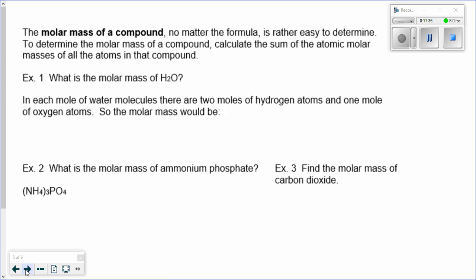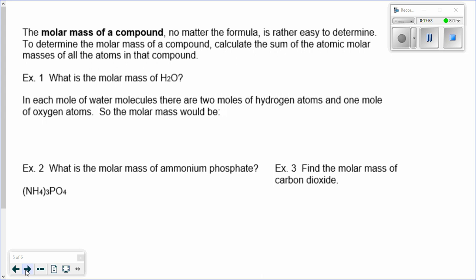So on to the next one here, it says determine the molar mass of a compound. No matter the formula, it's rather easy to determine. That sounds a little mean to write. It's not necessarily that easy. This is a complex idea and it's really hard to visualize, but as far as mathematics goes, it's not too complex once you get it.